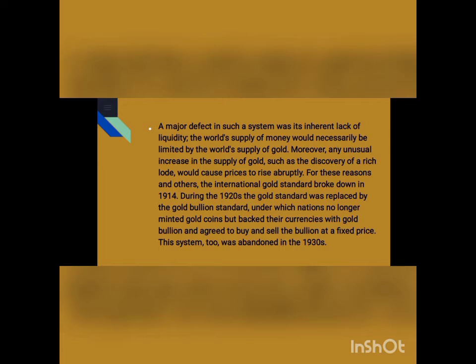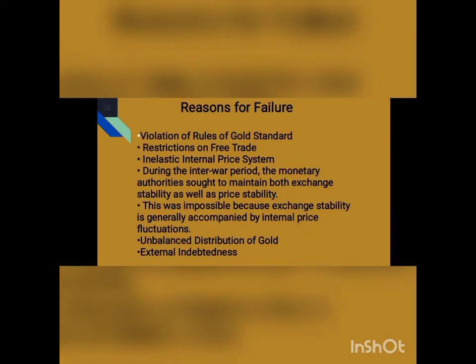During the 1920s, the gold standard was replaced by the gold bullion standard, under which nations no longer minted gold coins but backed their currencies with gold bullion and agreed to buy and sell the bullion at a fixed price. The system too was abandoned in the 1930s. So these are the reasons for the failure of the gold standard.